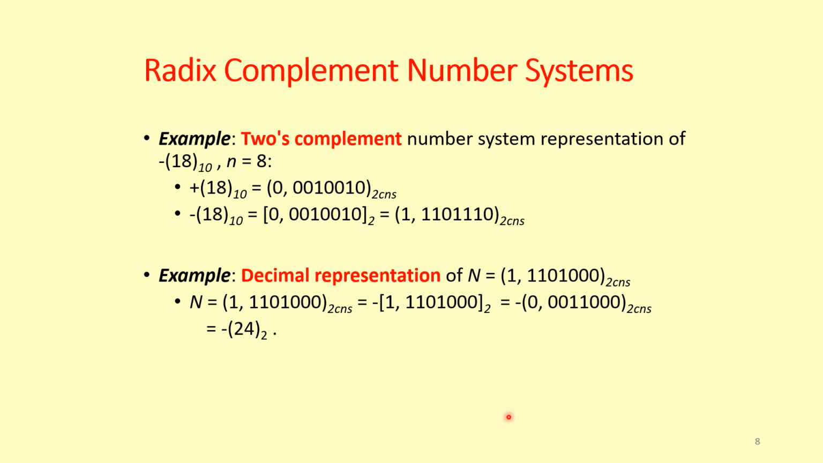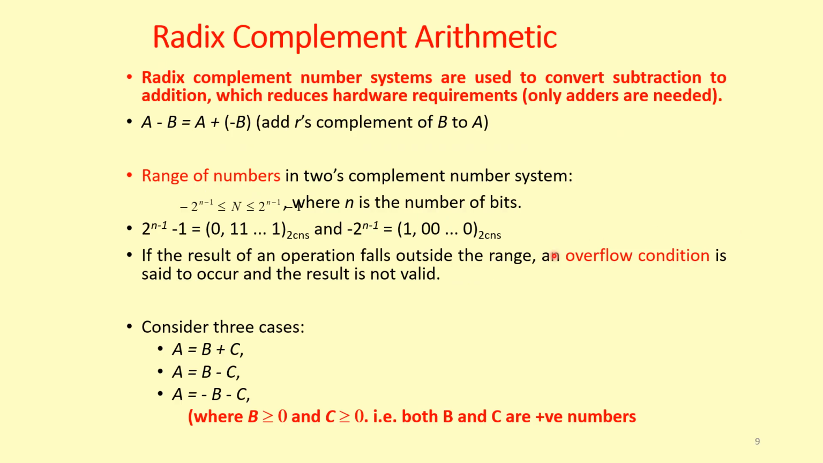So complement of the complement, you are going back to the original number. Now we are going to see Radix complement arithmetic and why it is good. In a digital computer, all addition and subtraction are done with digital logic hardware. But with the Radix complement number system, you can do the subtraction also with the same adder hardware. Radix complement number systems are used to convert subtraction to addition, which reduces the hardware requirement.